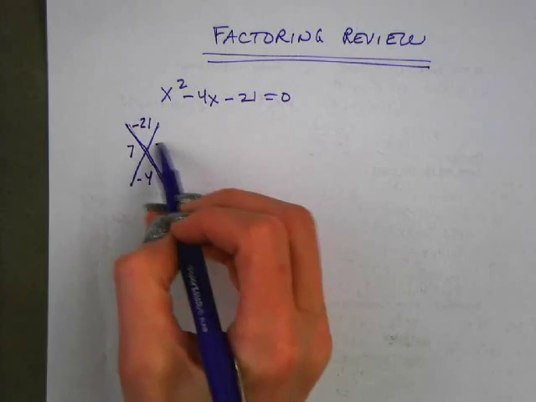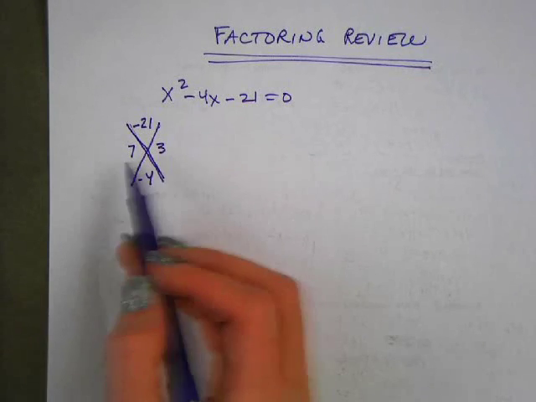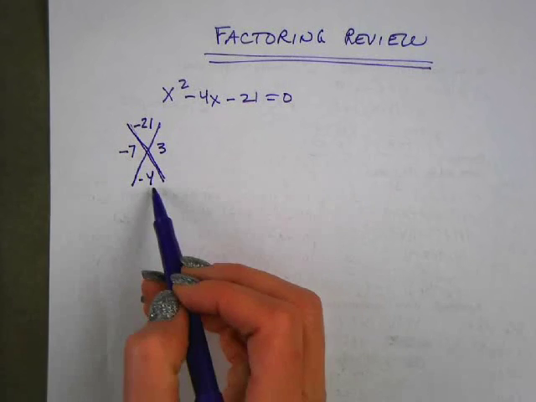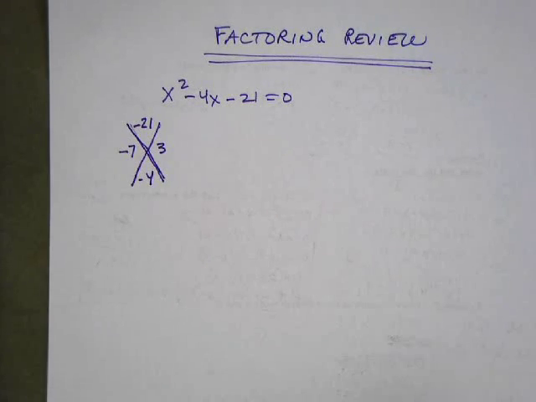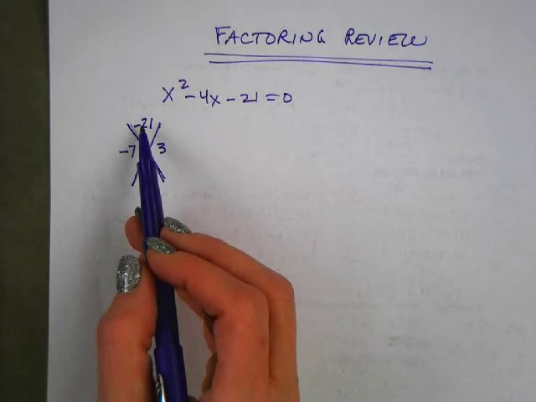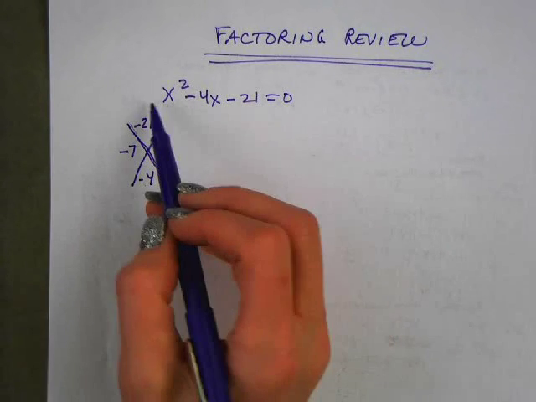So 7 and 3 is a combination that will give me a 21 value, and you can make 4. And the way to make the negative 4, the 7 has to be negative, and then that would make it a negative 21. Okay? So you're trying to find factors that multiply together to give the top value, and when I add together, I get the middle value.